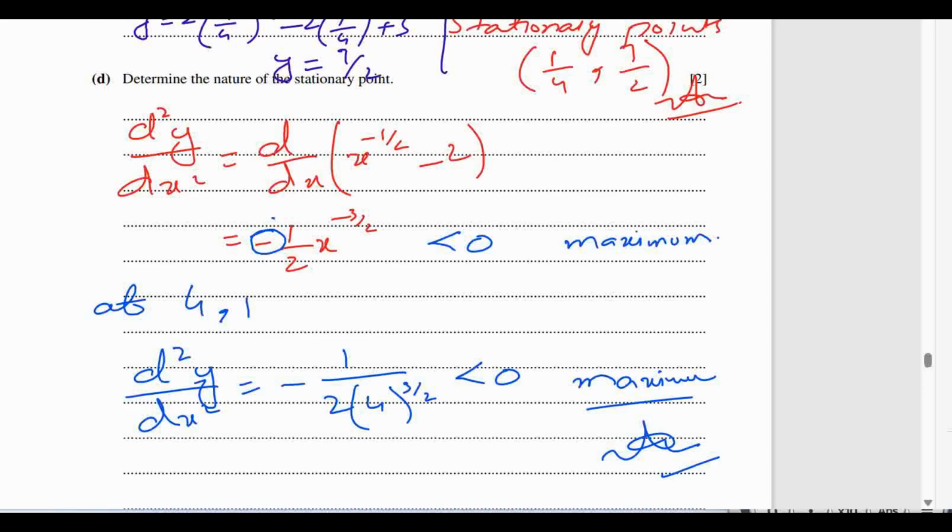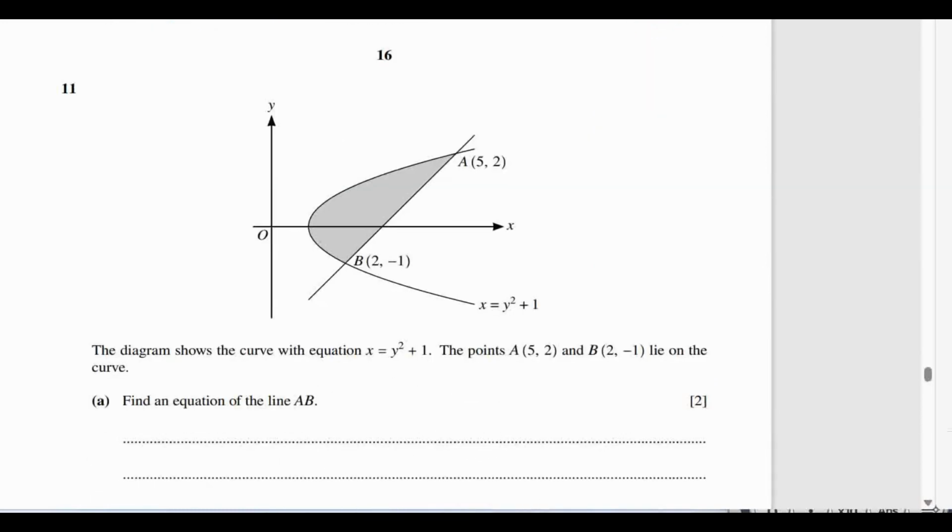Let's move to the next question. Question number 11. The diagram shows the curve with equation x is equals to y square plus 1. Find the equation of the line AB. The equation of the line AB, as we can see that it is a straight line. So we have to find y is equals to mx plus c, or we can find its slope first and use any one point in the form y minus y1 is equals to m into x minus x1.